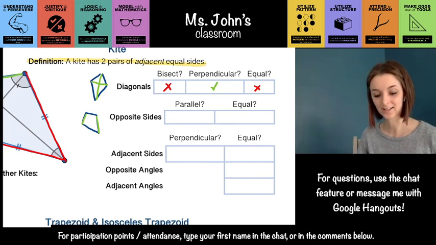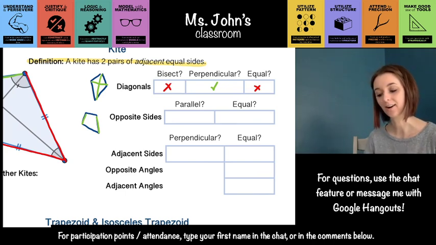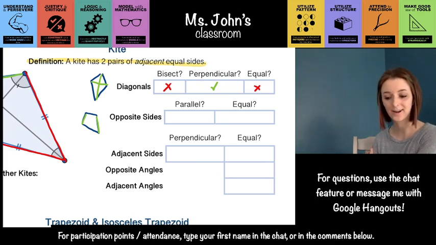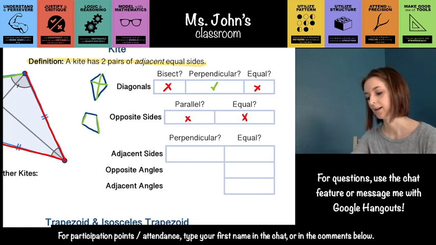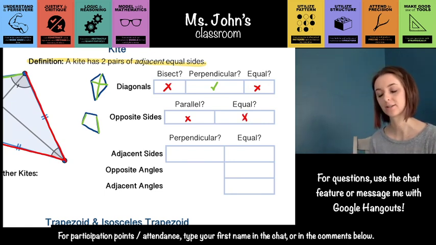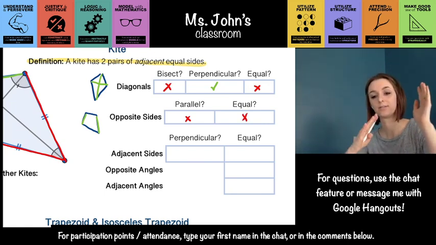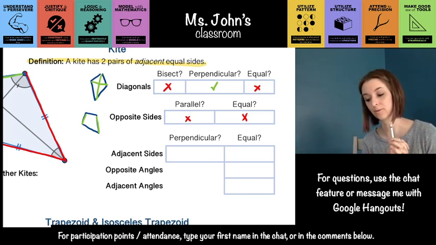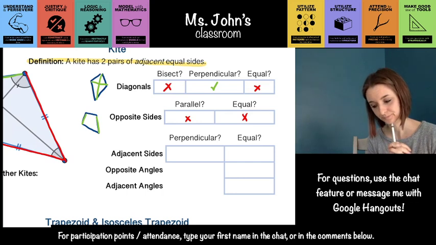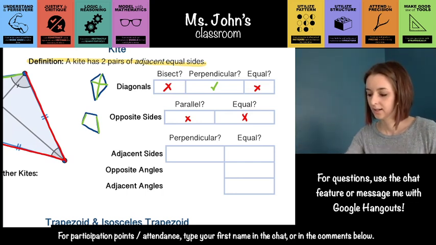Okay, opposite sides on a kite are definitely not parallel, and they're also not equal. Neither of these things are true. You can tell even from my bad picture that those opposite sides are definitely not going to be the same or be parallel. Adjacent sides.